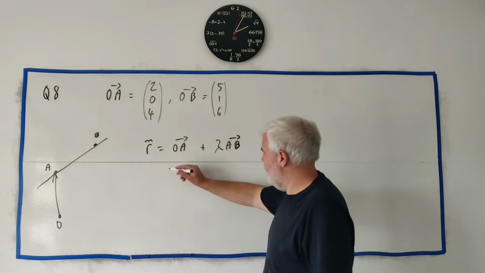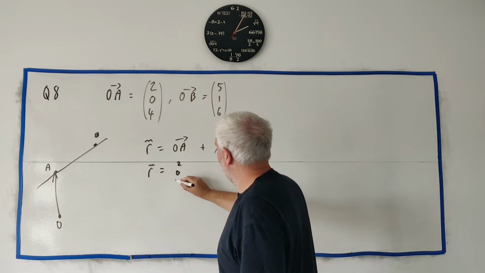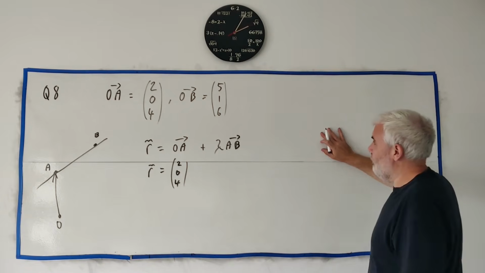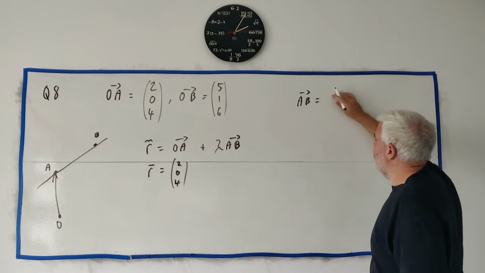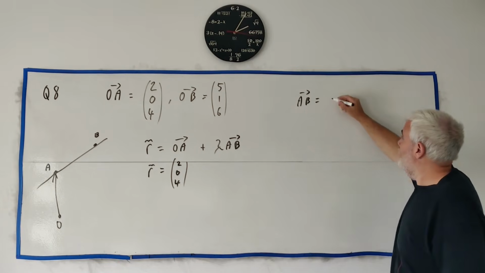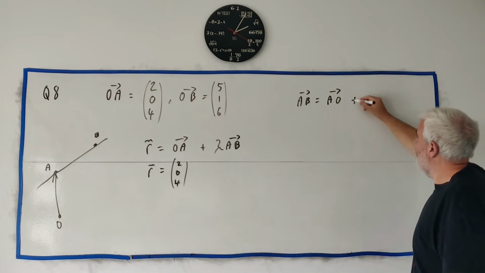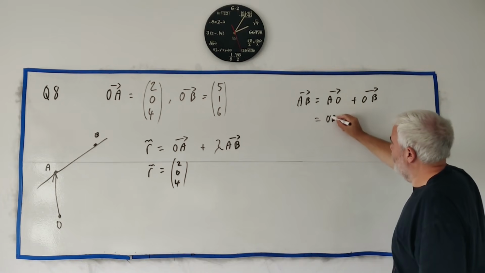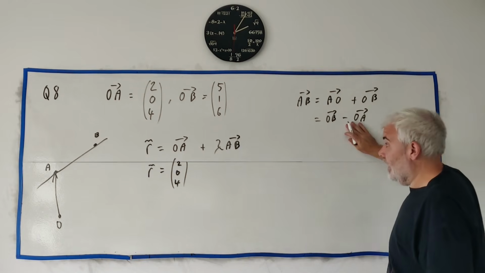I just need to fill these in, I guess. So OR is equal, I need to do a little more than fill them in. I need to find AB first, don't I? Let me do that over here. I'll do it slowly again. AB is equal, we need to get from A to B. Well, I just go via the origin. A to O plus O to B, or as I'm sure you guys remember, it's just OB minus OA. That's how we get AB.